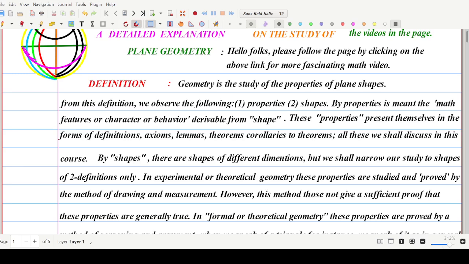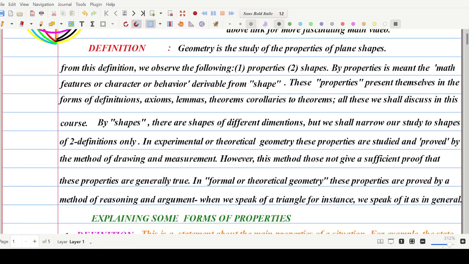Now, in experimental geometry, please take note, I think there's a mistake here. Let me remove it. This is the point I'm talking about. Let me illustrate with this. Can you see this? Look at this.